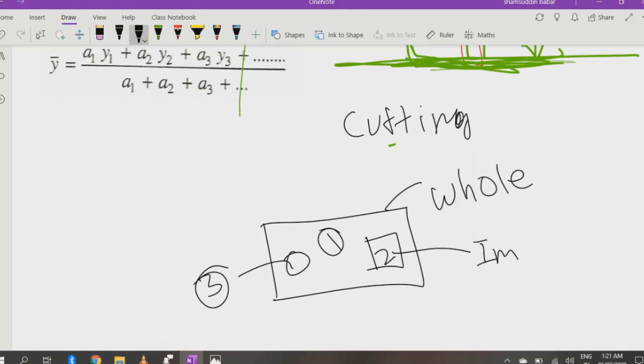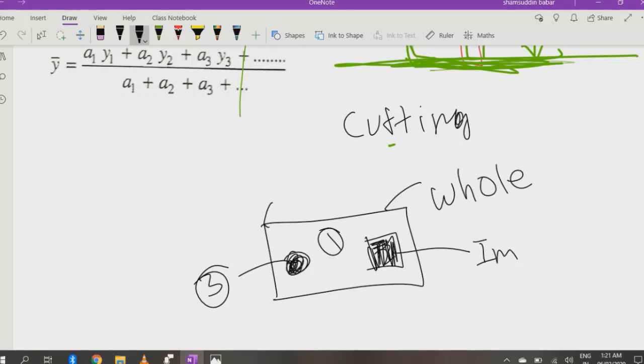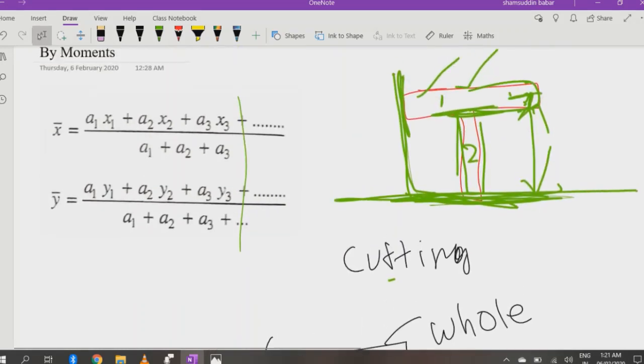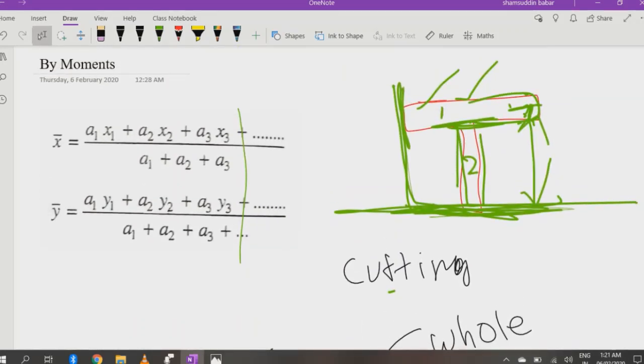You have been given a rectangle and you have to find the center of gravity, in which there are 2 cutting sections. One is this circle and one is this rectangle, so you have to rename them. The whole rectangle will be section 1, and the cutting sections will be given section 2, section 3, section 4 as well. To find the center of gravity, you just need to follow the same formulas.